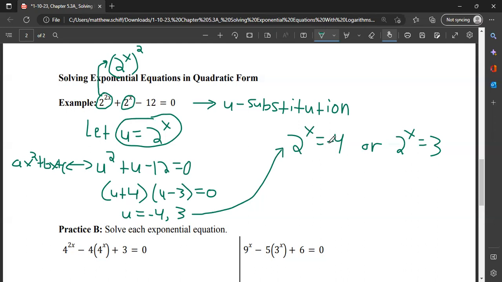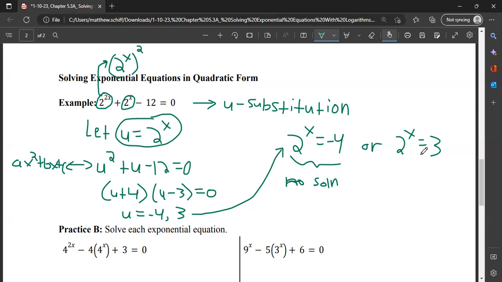And now you have to solve these two exponential equations like what we did on page 1. This first equation has no solution. Why? Because you can't raise a positive base to a power and get a negative result, as we discussed before. So that particular equation doesn't give us anything.